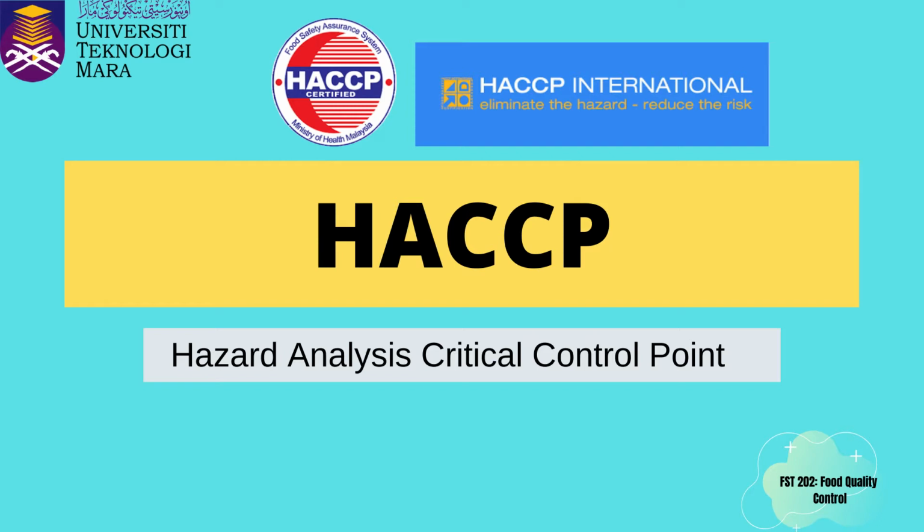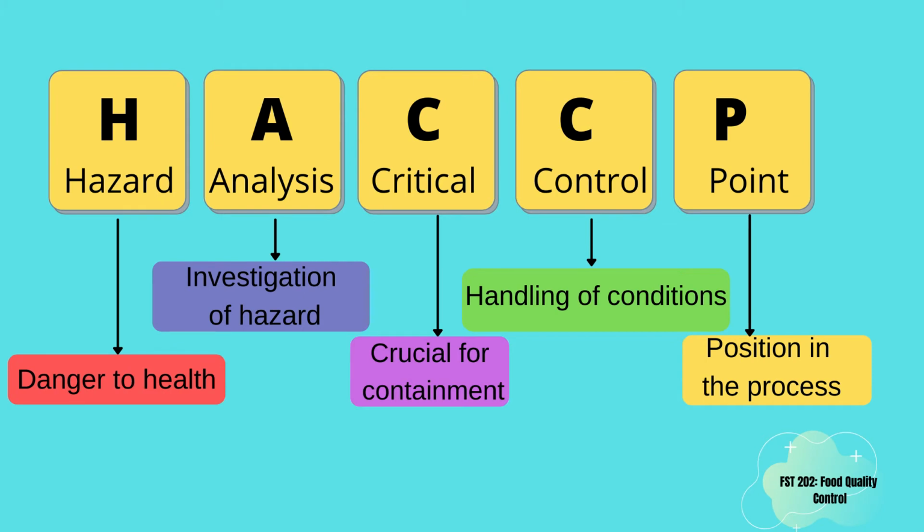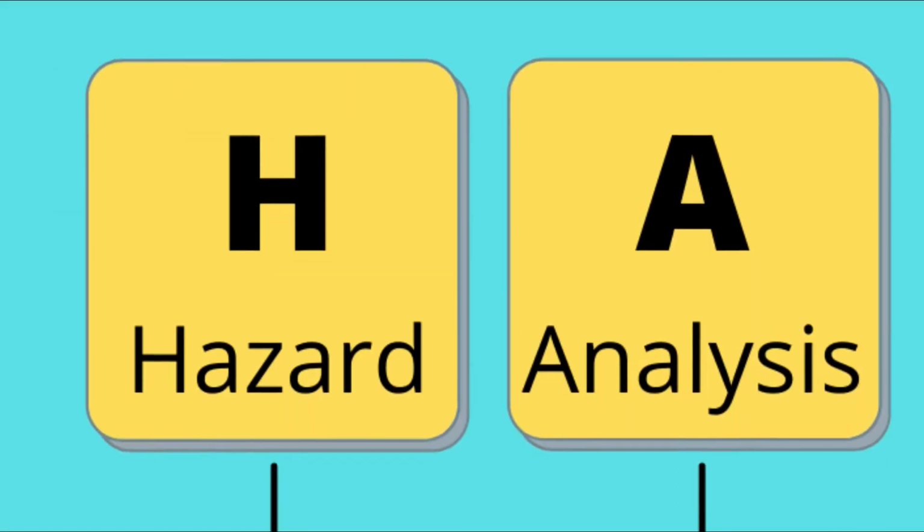Today we will explain about HACCP application in the food industry. HACCP stands for Hazard Analysis Critical Control Point. HACCP is an internationally recognized system for reducing the risk of safety hazards in food. HACCP is a systematic approach to the identification, evaluation, and control of food safety hazards.